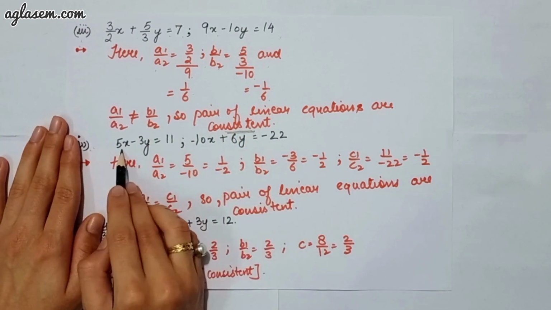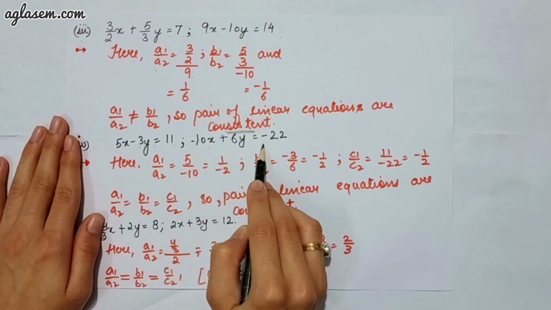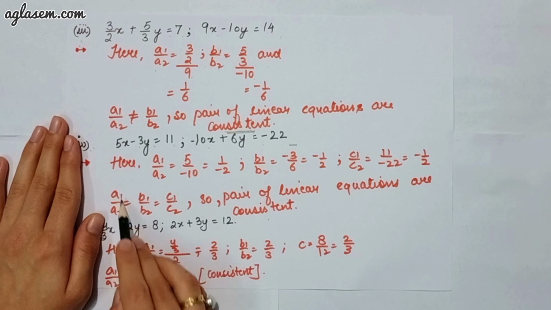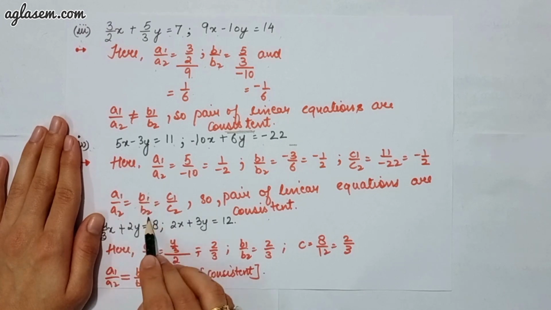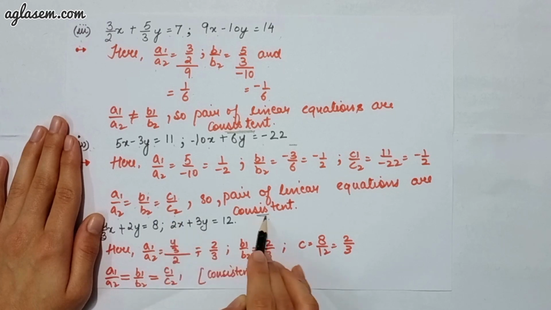The fourth part says 5x minus 3y is equal to 11 and minus 10x plus 6y is equal to minus 22. Again solving with the same method, we will find a1 upon a2 is equal to b1 upon b2, and they are equal to c1 upon c2. It means they are consistent.